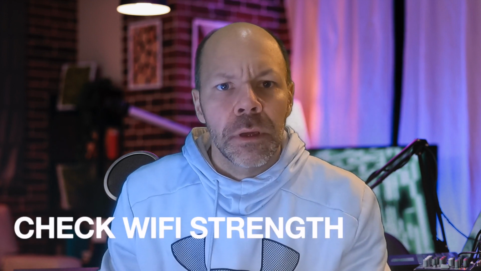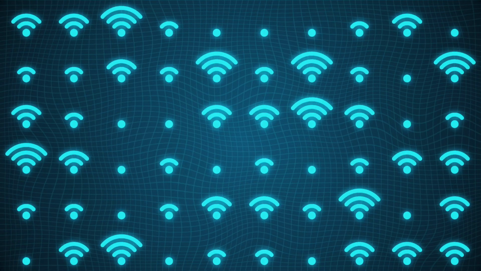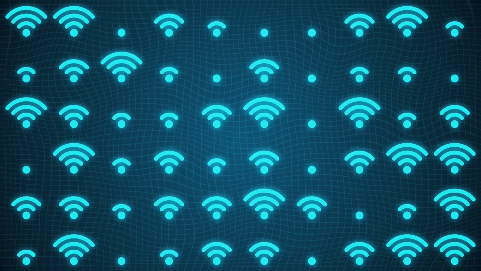Number 1, check your Wi-Fi strength. It sounds simple, but sometimes you are too far away from your home's internet router. So make sure that you are in a place in your house that is centralized and you are getting good signal on your computer. Ensure that your device is within reasonable range of your router, because obstacles such as walls and even floors can cause multiple problems with your Wi-Fi signal. So make sure that you are within reasonable range of your router that's in your house.